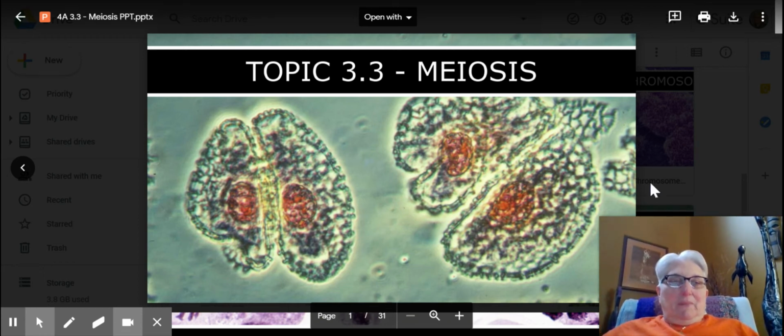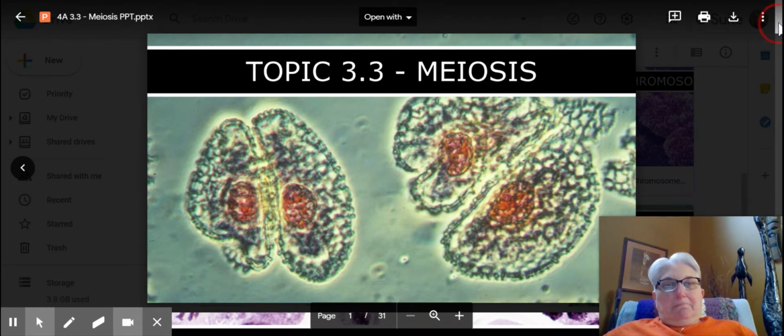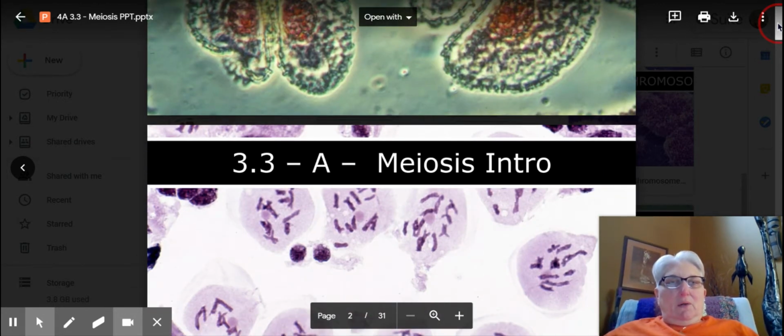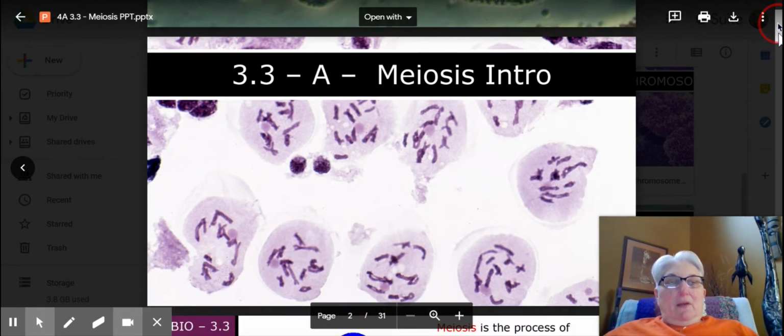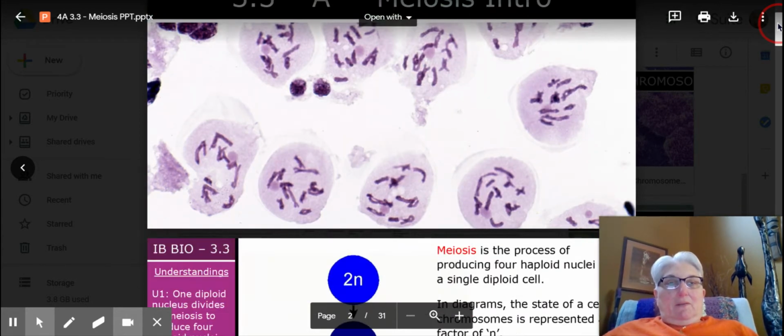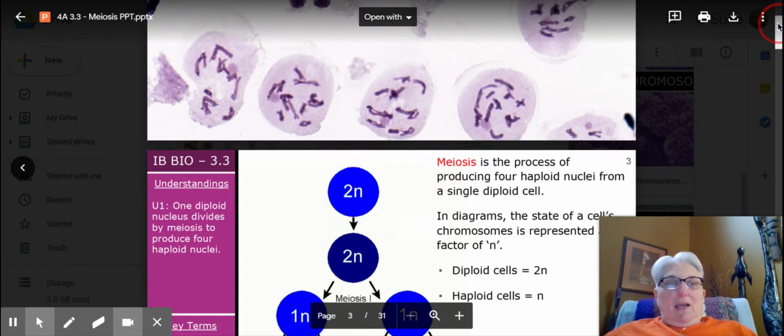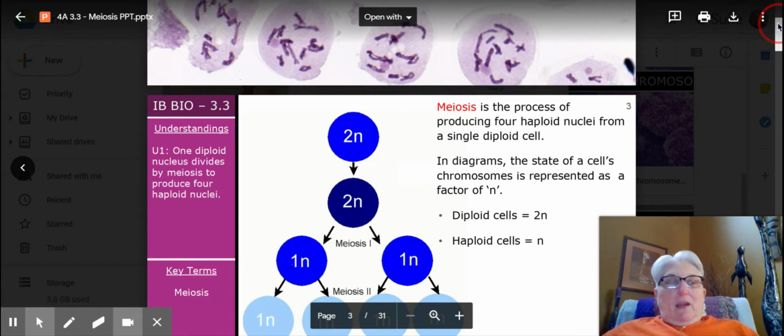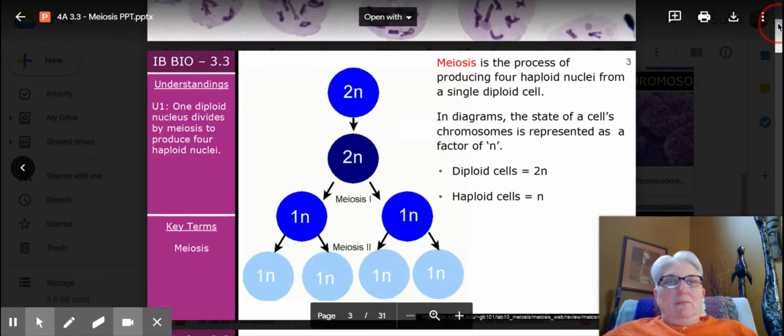I'm going to talk a little bit today about meiosis. This is section 3.3 on your PowerPoints, and I will load not only the PowerPoint, but the Screencastify version onto our Google Classroom for us.